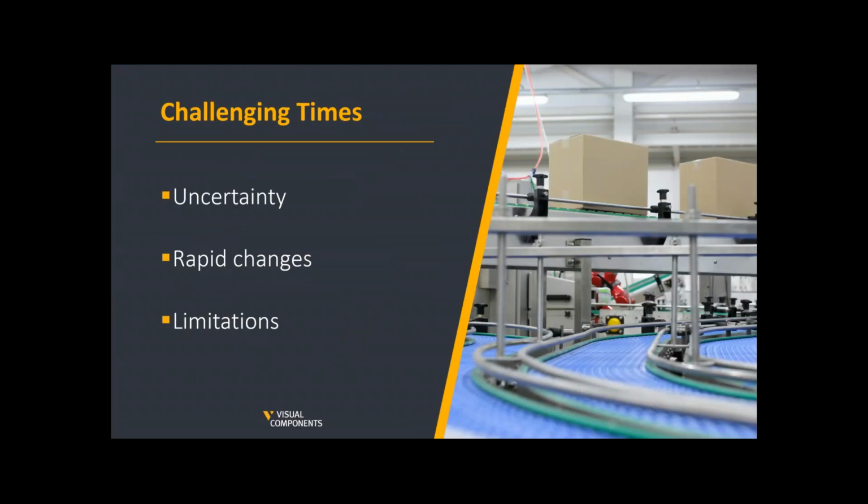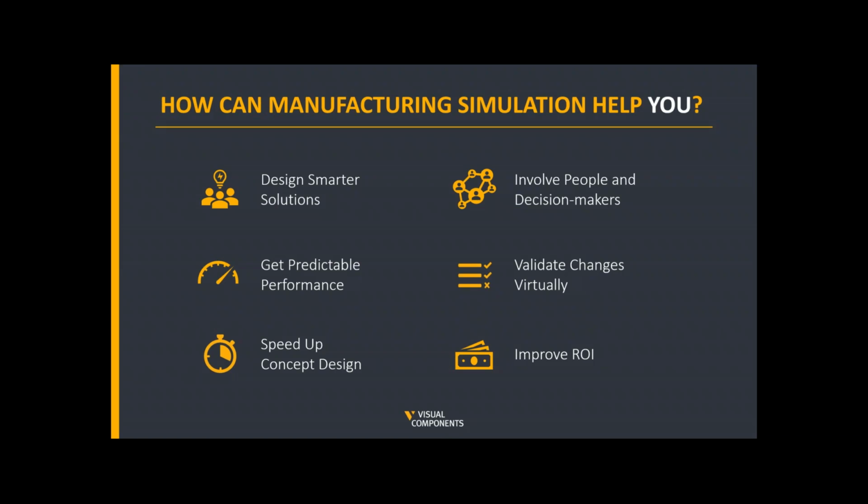As we all know, there are challenging times at the moment. There's a lot of uncertainty, but we see also that many companies are changing their production at the moment, or they are making new plans for future production. There are a lot of limitations, and here is how manufacturing simulation can help you. You can design smarter solutions, but also the communication is a big part of it.